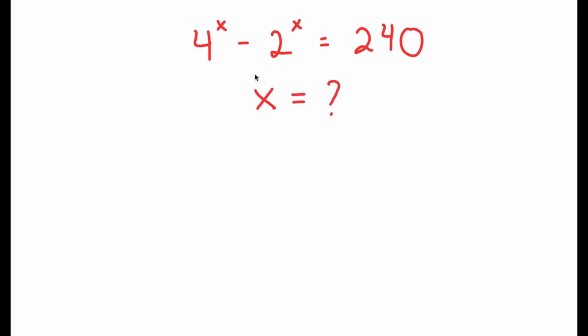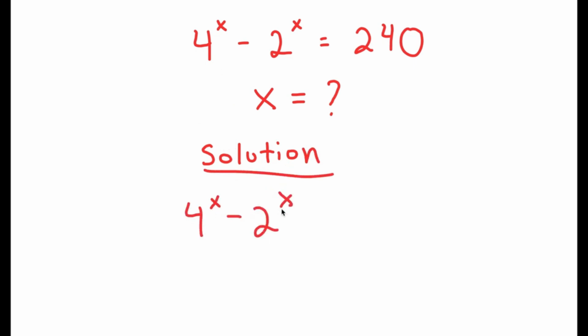Alright, so in this video, I'm going to solve the equation 4 to the power of x minus 2 to the power of x is equal to 240. My only variable in this equation is x, so that's what I'm going to be solving for. And now for my solution. I'm going to first start with my equation, 4 to the power of x minus 2 to the power of x is equal to 240.